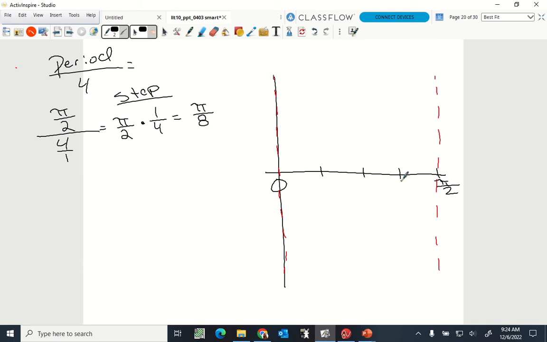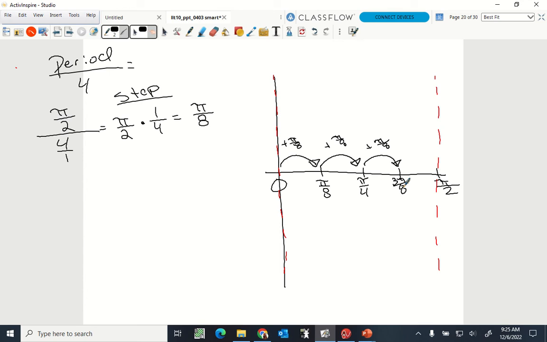So each step is going to be pi over 8, right? Starting at 0, I'm going over pi over 8, which is going to give me pi over 8. Now the next step is another pi over 8, right? Isn't that 2 pi over 8? That's pi over 4. Add another pi over 8. So this is 1 pi over 8, 2 pi over 8. This next one is 3 pi over 8. And the next one would be 4 pi over 8, right? That's just pi over 2. Very good. So all my parts are equal right here.